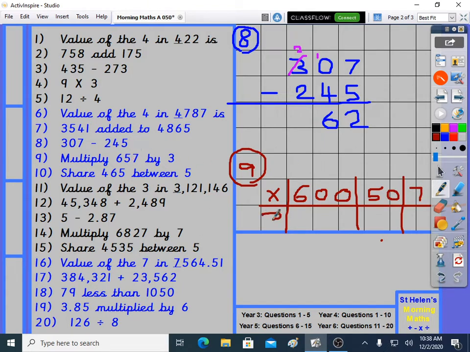657 multiplied by 3. I'm sure I said something else. I'm not sure what I said. Anyway, it's right now. 6 times 3 is, of course, 18 and 2 zeros to place.